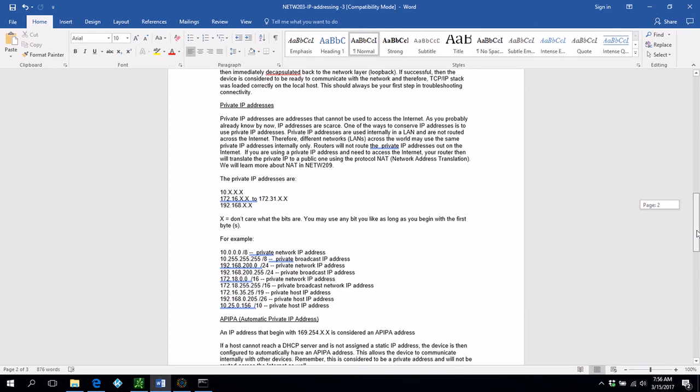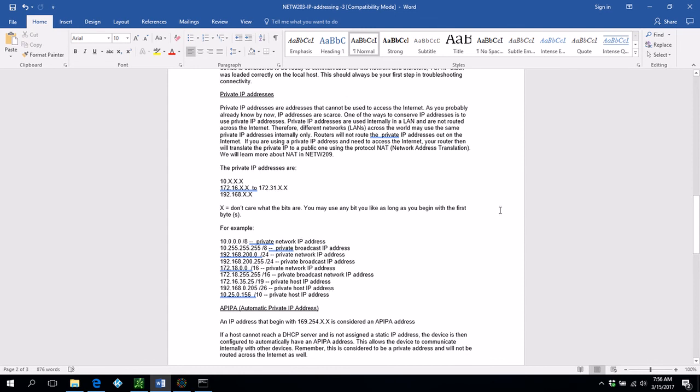Private IP addresses. Private IP addresses are designed for inside the LAN. Because we were running out of IP addresses, the IETF decided to create a block of IP addresses that networks can use without having to worry about registering them. Now these IP addresses can only be used inside a LAN. If you need to go outside your LAN, for example onto the internet, you need to convert those private IP addresses to global ones.